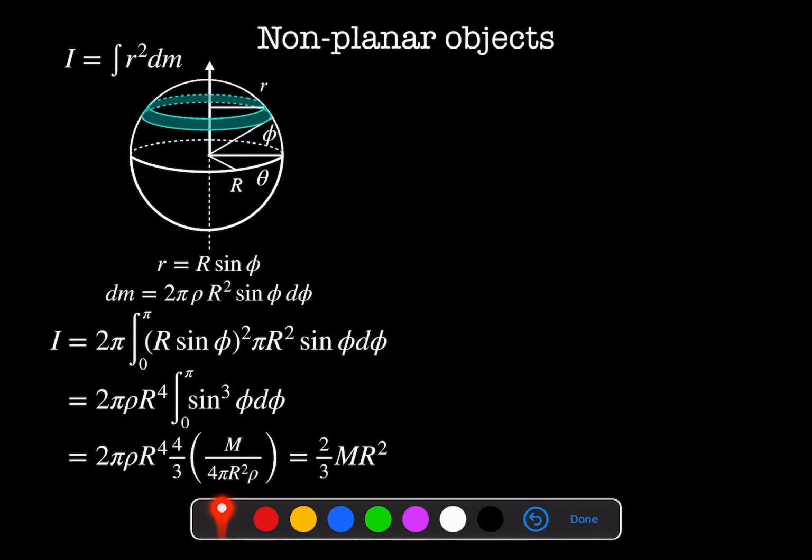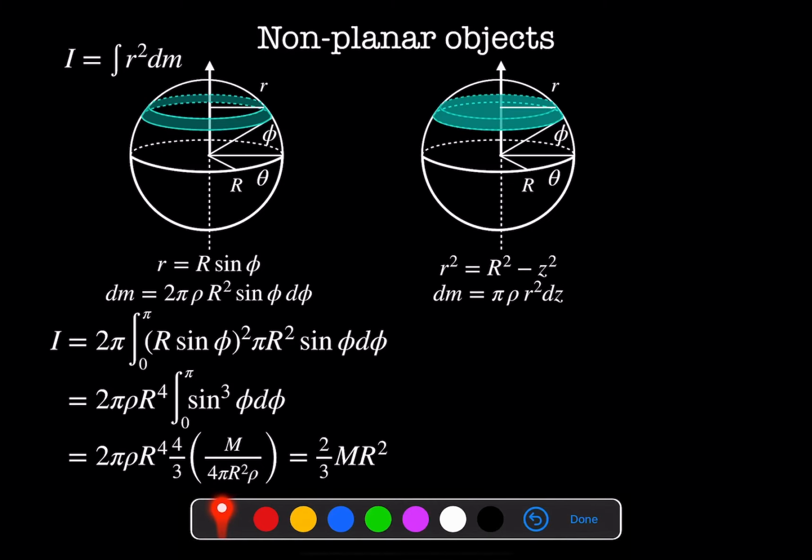Instead of a spherical shell, next we're going to consider a solid sphere. So here our infinitesimal mass element is a disk of radius little r, where little r is given by r squared is equal to the radius of the sphere squared minus the height of the disk squared. Our mass element is given by pi rho r squared dz. We're going to solve this in a slightly different way than we've solved the other ones. I already worked out the moment of inertia of a disk for you. So what we're going to do is add up all of the infinitesimal moments of inertia of these disks and integrate them.